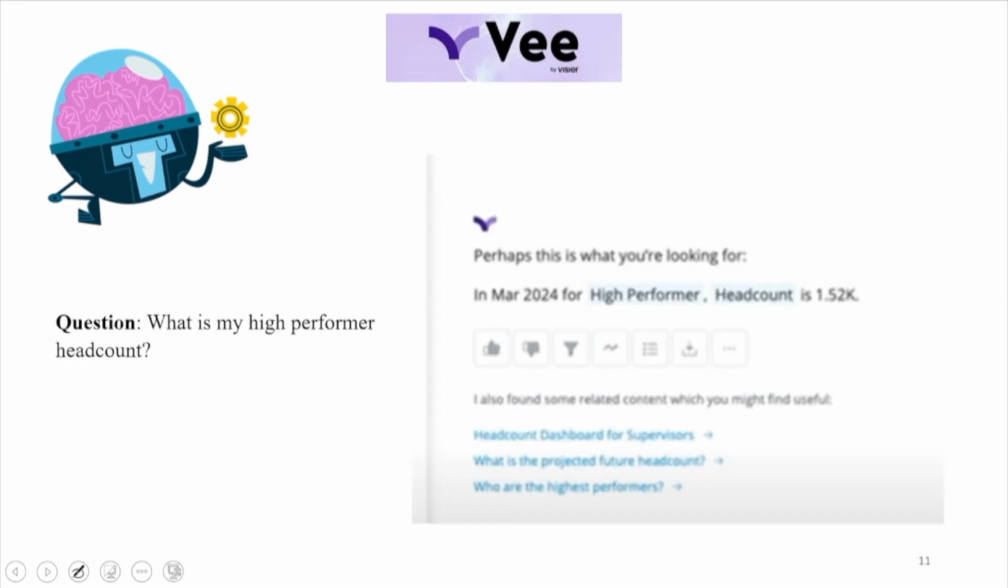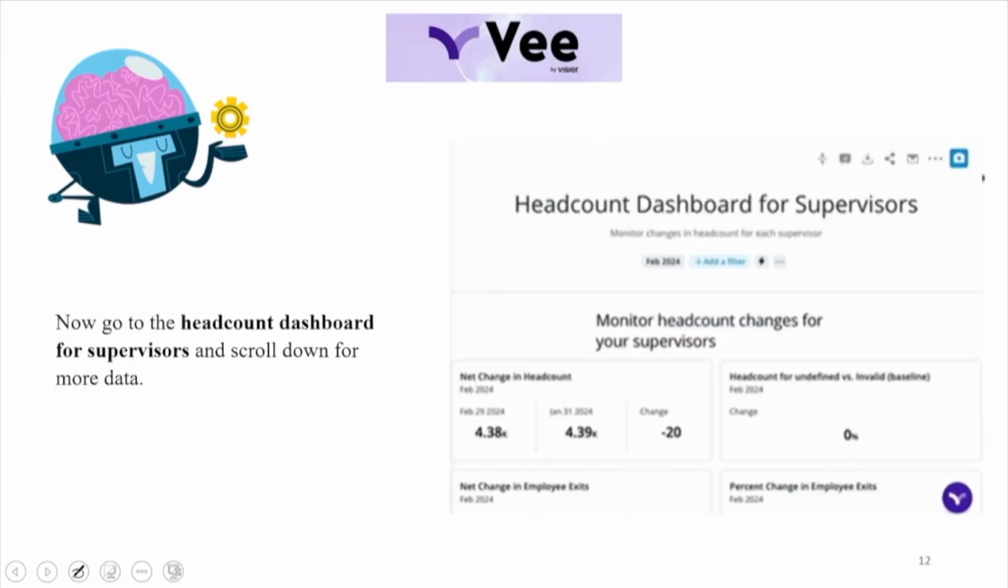You can also check some parameters like, what's my high performer headcount? It gives the details: what is or who is a high performer, what's the headcount for that, headcount dashboard for supervisors, projected future headcount, highest performers. So a whole lot of data, as I mentioned, is available. You will also get the headcount dashboard for supervisors, not only for employees but also for supervisors.